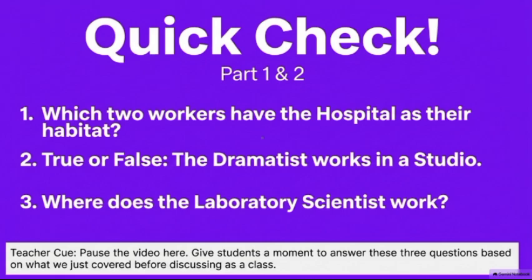Then the next question, you are meant to answer true or false. The dramatist works in a studio. Is that true? Is that false? The next question, where does the laboratory scientist work? Remember, I said the laboratory scientist works in a dash to make drugs and also to make you healthy.